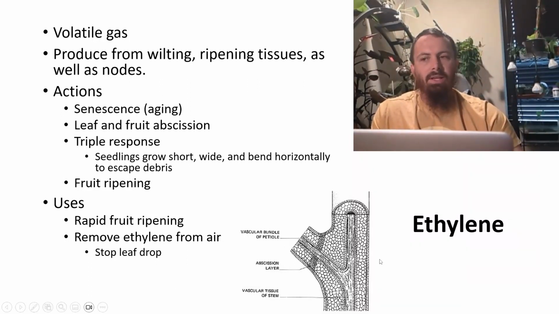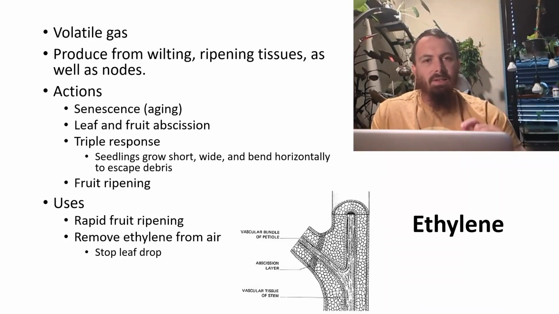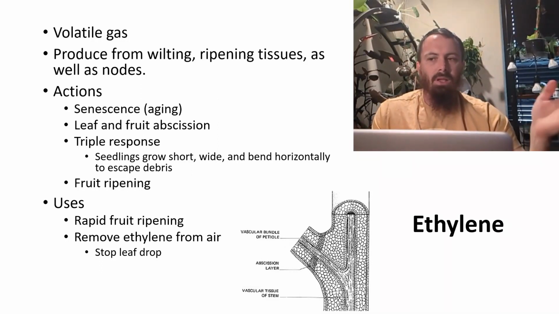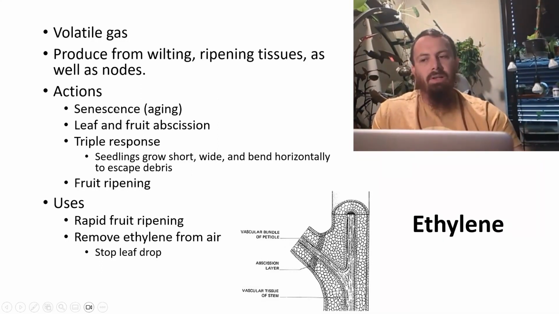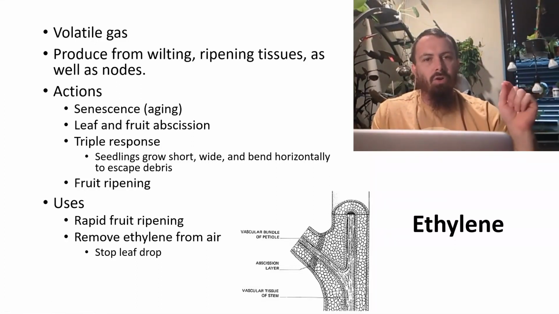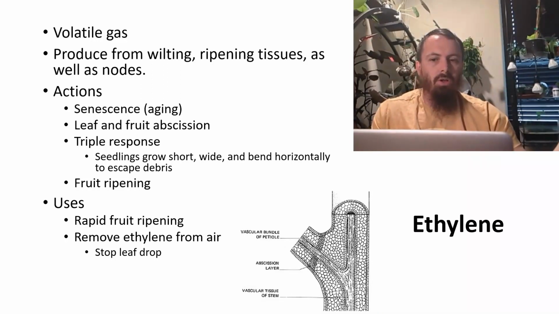Now, when ethylene gets produced, it's usually from maturing tissues that are wilting, that are ripening, as well as some nodes and different things. But as the plant matures, those mature or dying tissues will produce ethylene. Now, ethylene will cause senescence, so it causes aging, so it causes maturation of the plant. It triggers leaf and fruit drop, causing the leaves to fall off or the fruit to fall off.